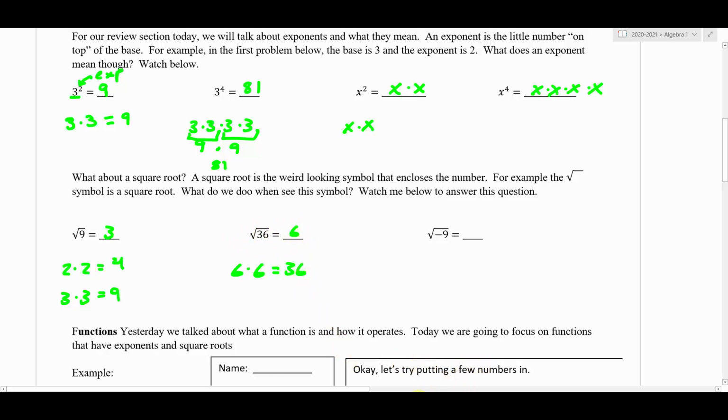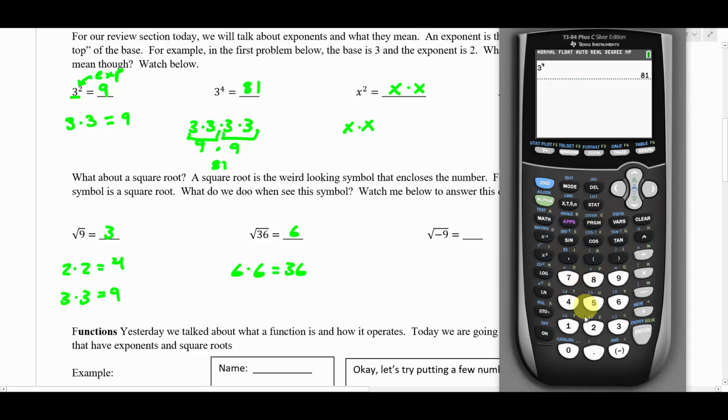All right, and again, you could use your calculator to help you out with that. If I hit second, and you'll notice that the square root symbol is in blue. That's why I hit the second button first, and then I hit this button where that square root symbol is. It'll input the square root symbol for me, and I'll put a 36 in there and hit enter. And you'll notice that we got the 6 that we did when we did it manually over here.